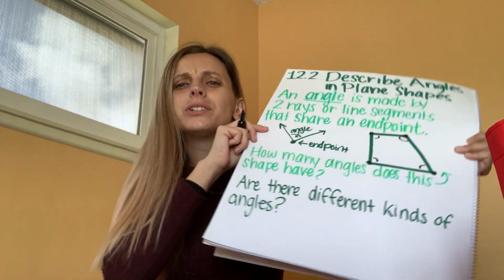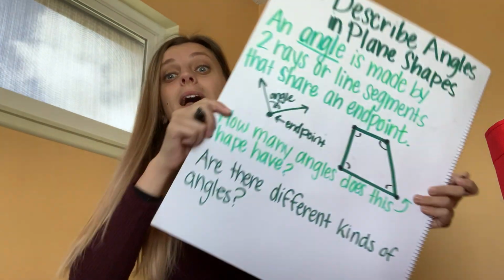Now, are there different kinds of angles? That's the question we're going to focus on today. So we're going to talk about 3 different kinds of angles. The most important one that we're going to start with is called a right angle. And I'm going to show you my anchor chart, and then I'm going to do a little activity with you to help you remember these words.